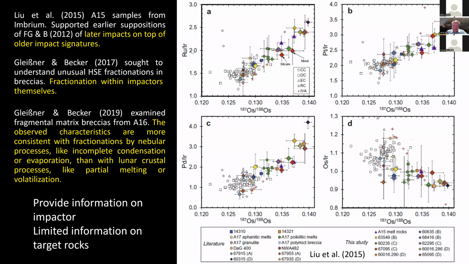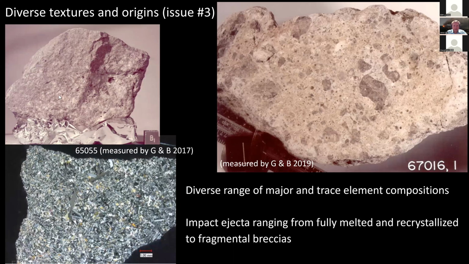As I mentioned, the textures and other features of these rocks are immensely diverse. They range from fragmental breccias like this one, 67016, to fully melted and recrystallized rocks like 65055 over here. This complicates things as well when you're comparing these different types of rock, where you have clearly older clast populations within younger matrix, and then you have these fully recrystallized rocks. What are you comparing, and how do you compare them?